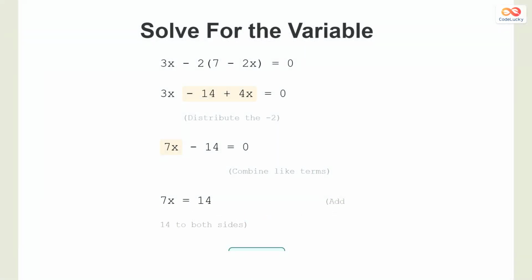In step 3, we solve this new equation for x. First, distribute the negative 2 across the parentheses to get 3x minus 14 plus 4x equals 0. Combine the x terms to get 7x minus 14 equals 0. Add 14 to both sides, which gives us 7x equals 14. Finally, divide by 7 to find that x equals 2.